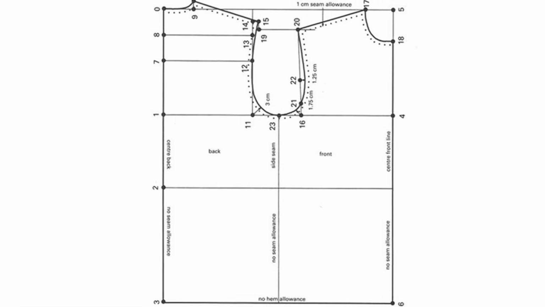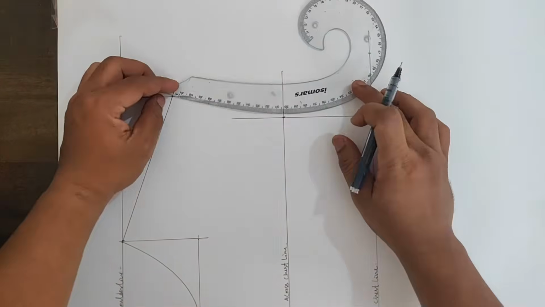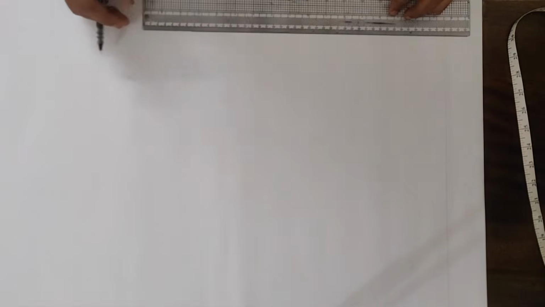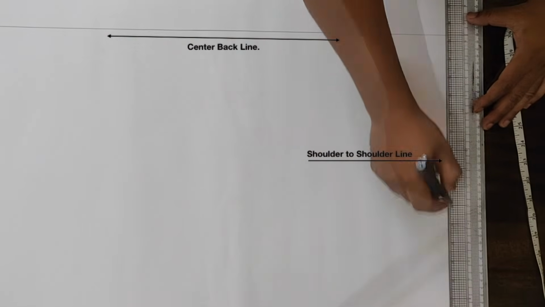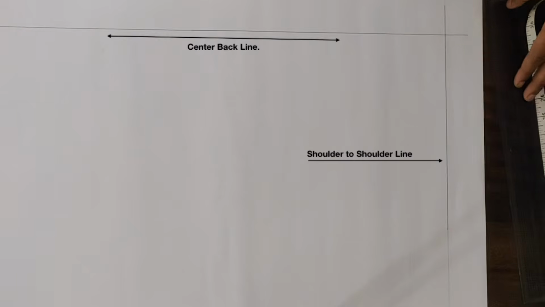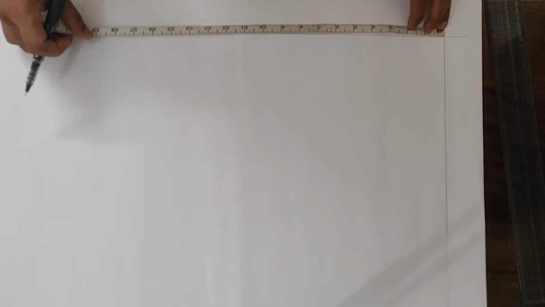The drafting of men's basic body generally starts from the back. So first we draft the back side pattern, then we'll develop the front side pattern. So draw a vertical line leaving 2 inch from the edge of the paper, which will be your center back line, and draw a horizontal line from the top position leaving 2 inch, which will be your shoulder to shoulder line. Then place the length of the shoulder to waist position on the center back line.